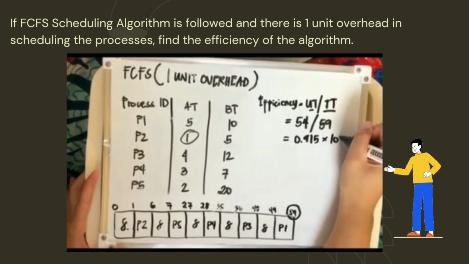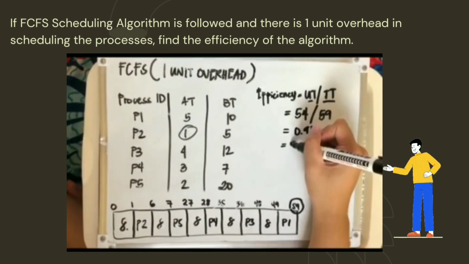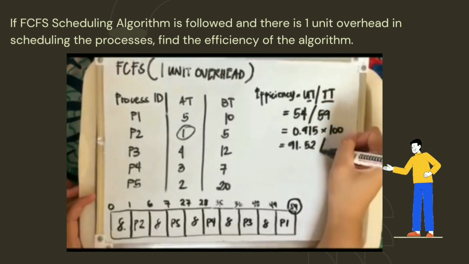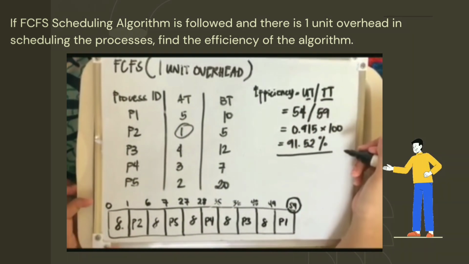Ngayon, itatimes natin to sa 100. So, ang sagot is 91.52. Ngayon, ito na yung efficiency natin.